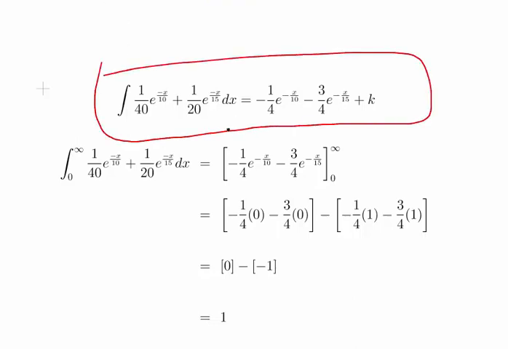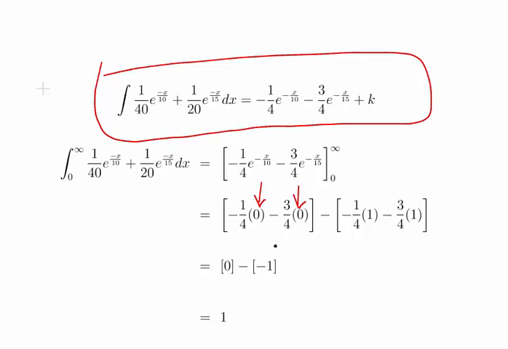So when I evaluate that integral from 0 to infinity, when I evaluate it at x equal to infinity, e to the minus infinity just becomes 0.